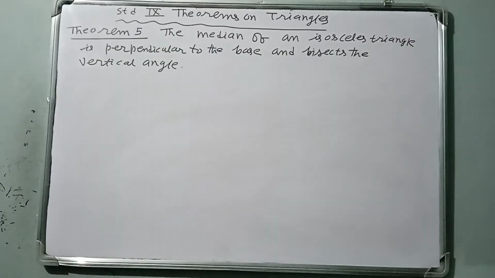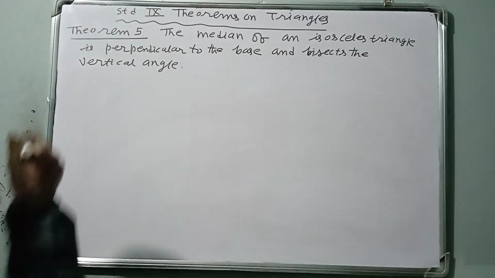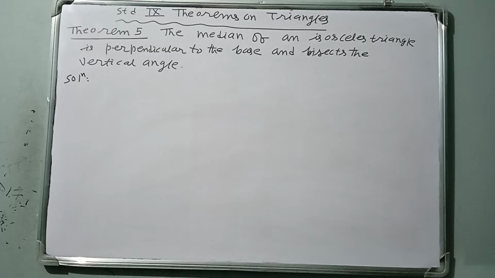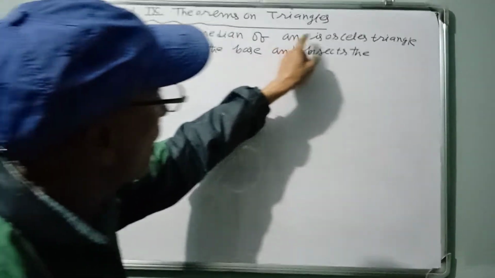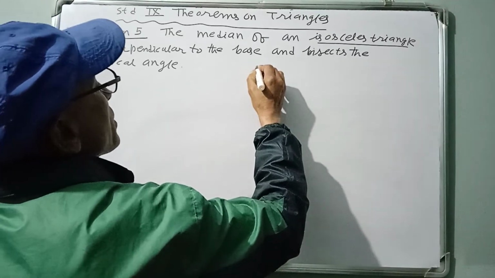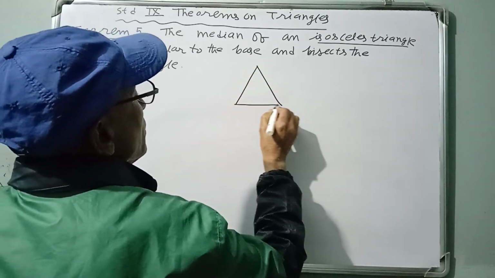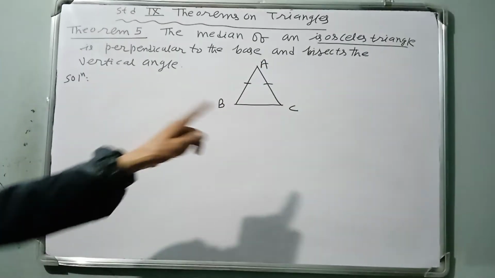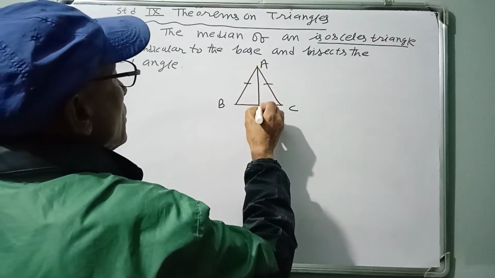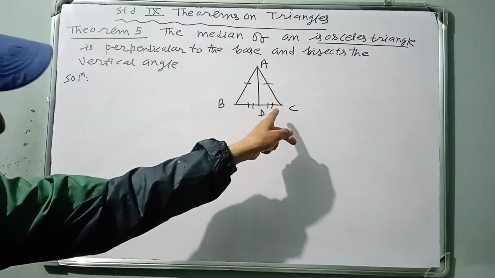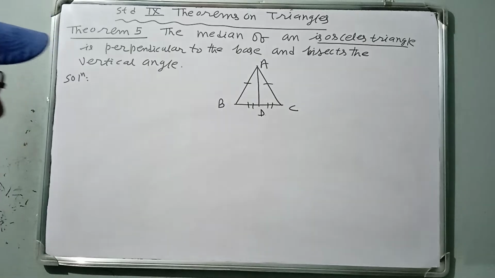Just by seeing the question, how to draw the diagram? See, step by step I will show the process. See, the median of an isosceles triangle. So first of all, draw an isosceles triangle. Solution. First of all, isosceles triangle. This. See, isosceles triangle. Median means, what is given? Isosceles triangle given, median given.